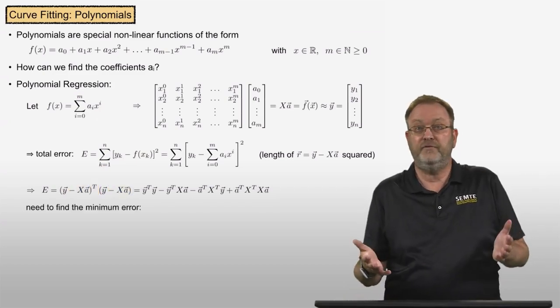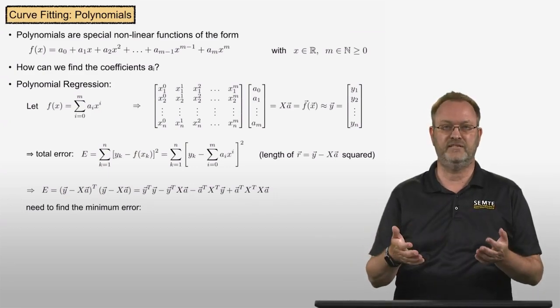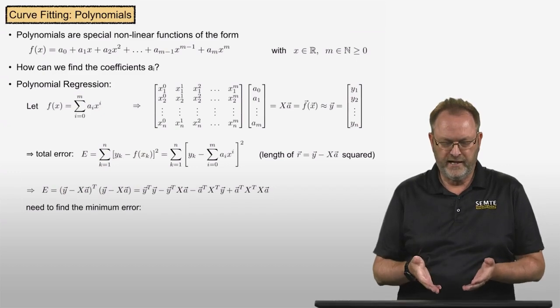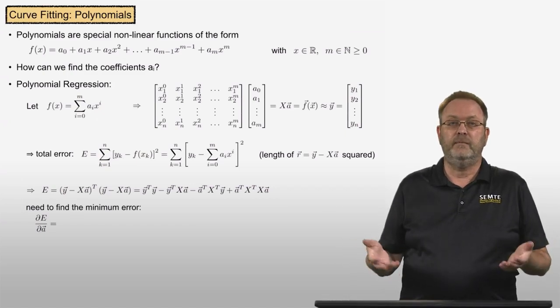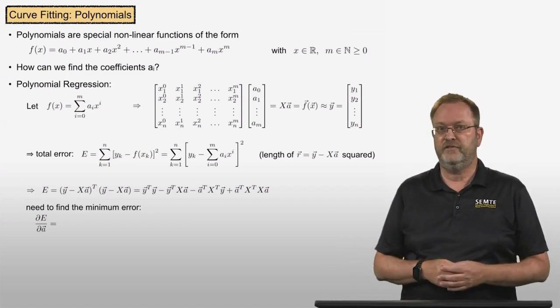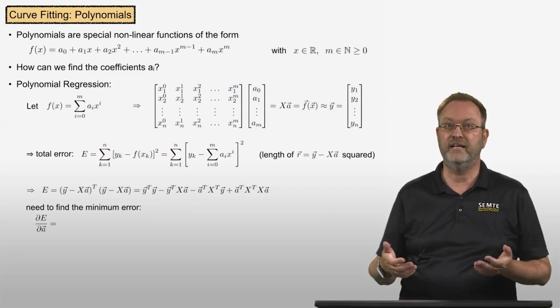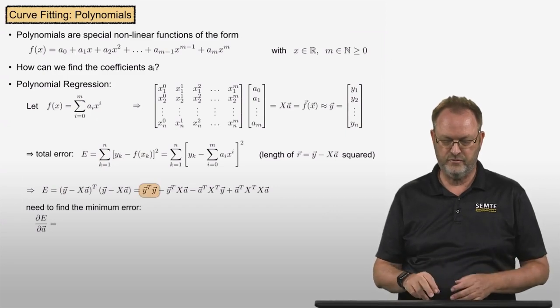Now, this is the definition of the error, and we want to find the polynomial that best fits this data, meaning that minimizes the error. So we need to find the position where this error is minimum. And the way we do this is we take the partial derivative of the definition of this error with respect to every entry of the vector a that contains the coefficients of the polynomial. So let's take this derivative.